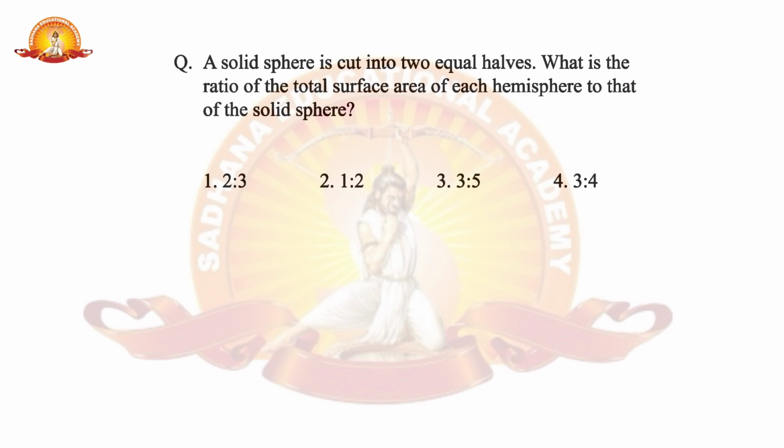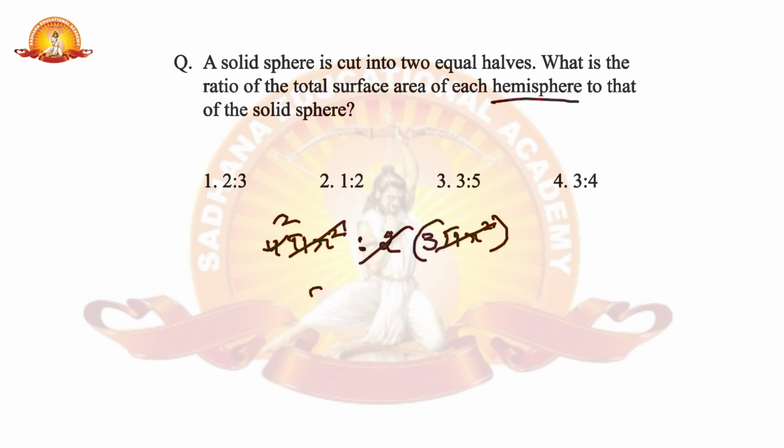A solid sphere is cut into 2 equal halves. What is the ratio of total surface area of each hemisphere to that of the solid sphere? Total surface area of the sphere is 4 pi r square. When it is cut into half, each one becomes a hemisphere. Total surface area of a hemisphere is 3 pi r square. But there are 2 such pieces, therefore into 2. Pi r square cancel. 2 times cancel. Therefore, the answer is 2:3. First option is the correct answer.